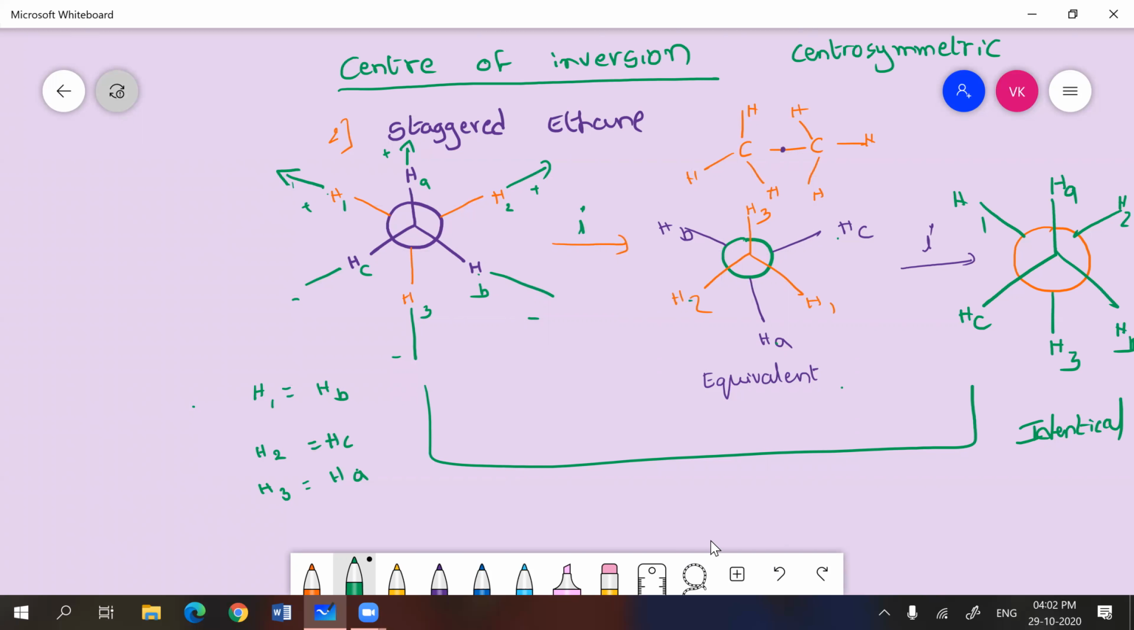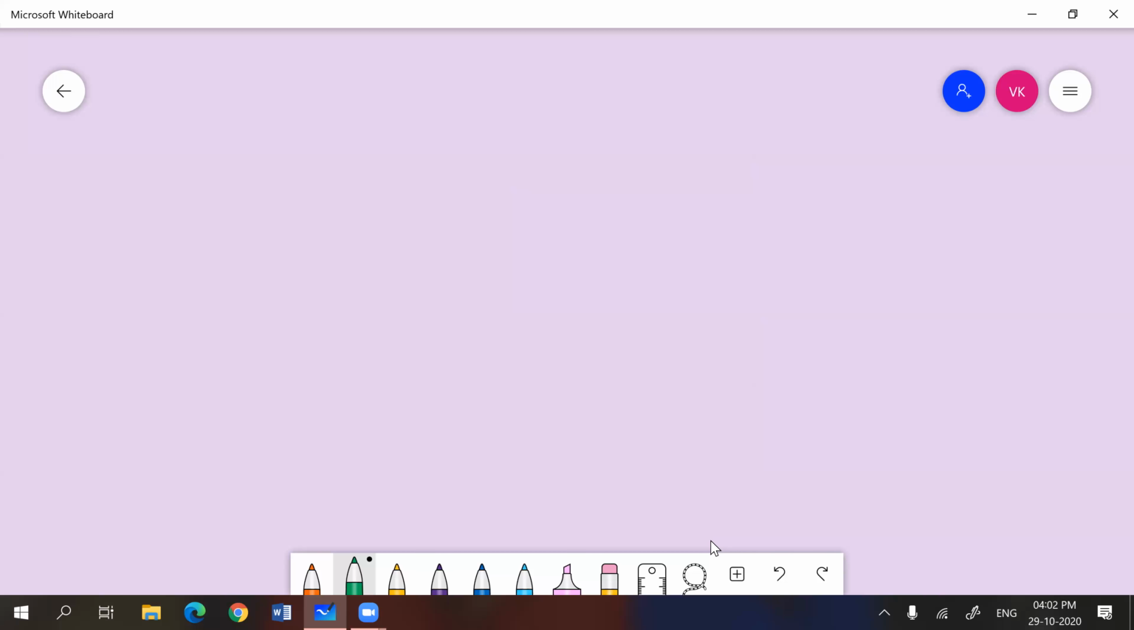So in this way, first of all, no need to directly invert the molecule. First, observe whether it has a center of gravity, and through that center of gravity, whether it has plus x, y, z to minus x, minus y, minus z. There should be a symmetrical arrangement of atoms. Then only do those molecules have a center of inversion. If you observe these 2 points, you can easily understand which molecules have a center of symmetry and which do not. I will explain one more example where they don't have a center of symmetry.